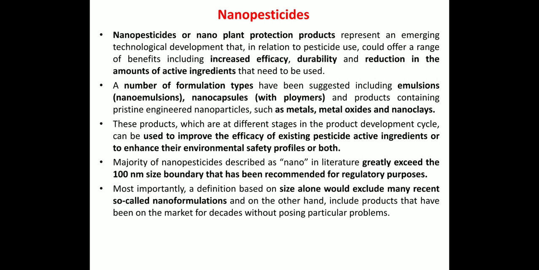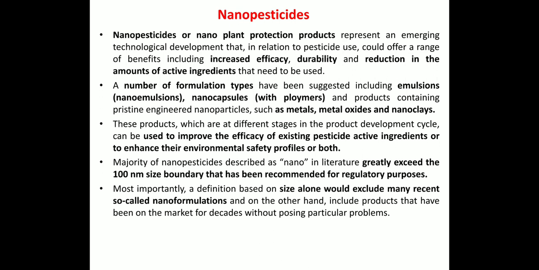The main aim or objective of the manufacture or preparation of the nanopesticide is to increase their efficiency or efficacy, durability, and stability, as well as to reduce their release to the environment, to maintain environmental quality. This is the main aim or objective of these nanopesticides.